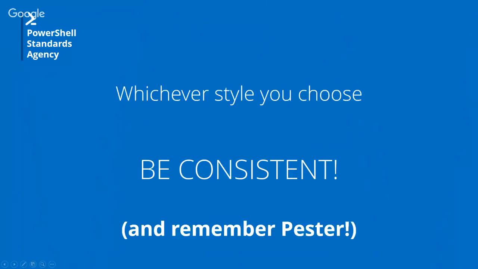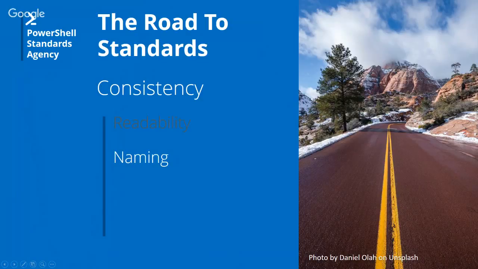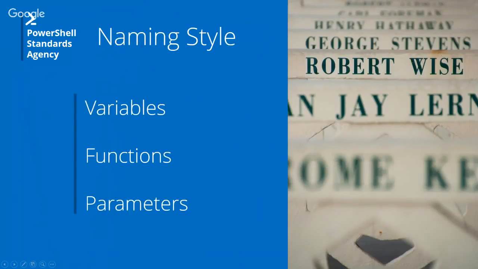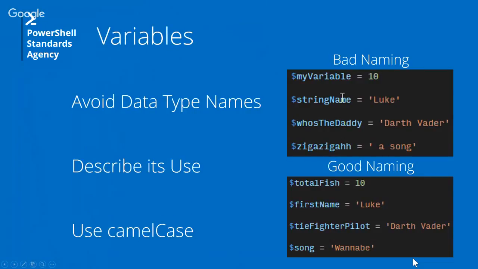Yep. So the next one we want to talk about, that's your next stop on the road to standards, is naming. And what we mean by naming is naming the things that you're using in your code. So your variables, your functions, your parameters as well. So starting off with variables, there's a couple of key points that you want to keep in mind. You want to avoid using data type names that might be common in other languages. You want the variable to describe its use, and you also want to use camel case because that's what Microsoft recommends.